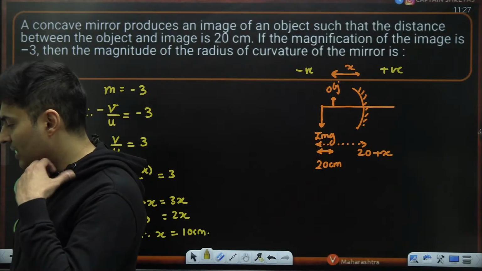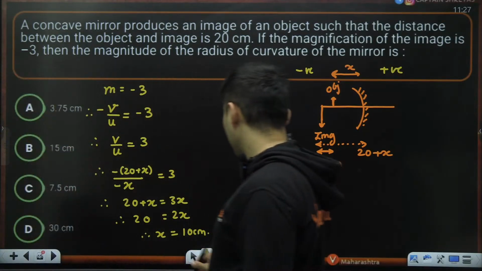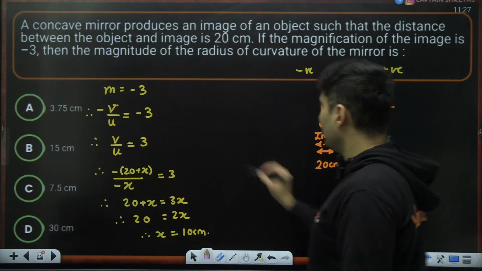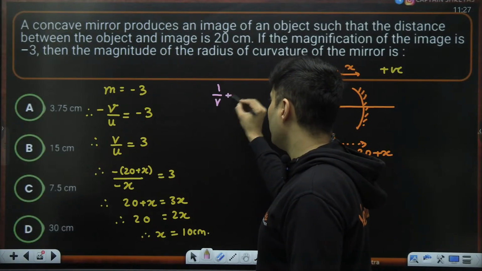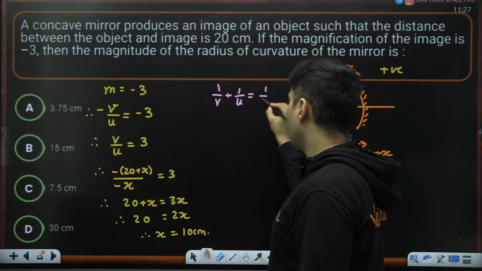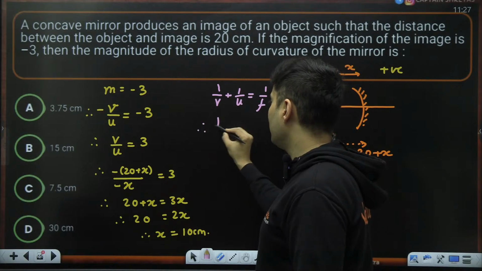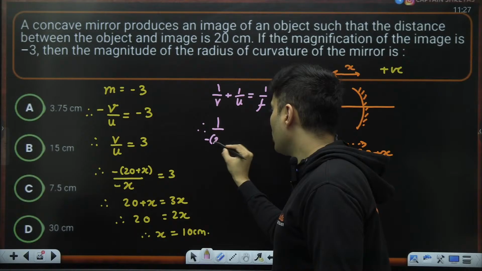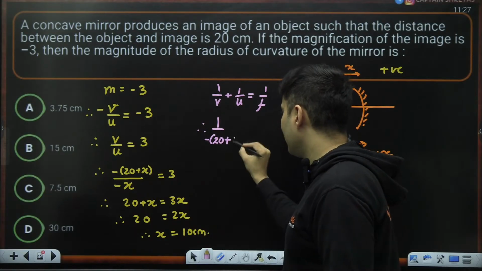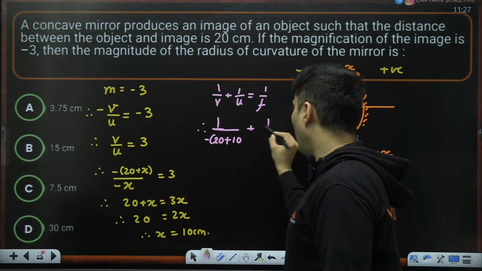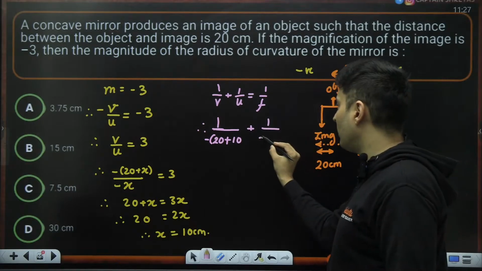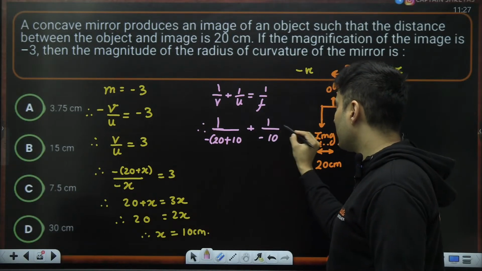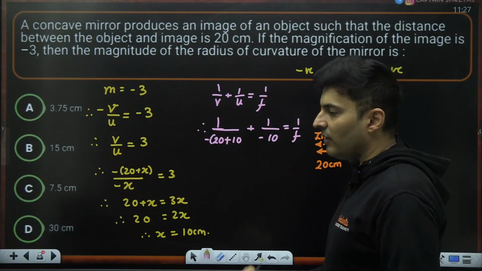Yes, that's it. Now, what is next? I will use the mirror formula: 1 by v plus 1 by u is 1 by f. What is the image distance? 20 plus x with a negative sign. What is x? 10. What is the object distance? It is just x but with a negative sign, so minus 10.